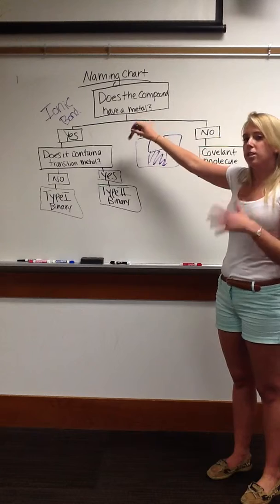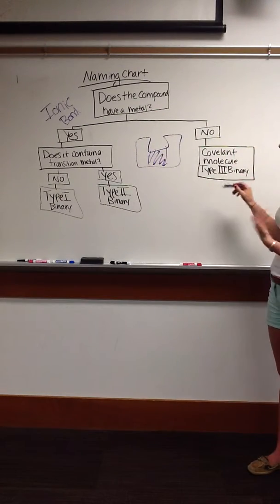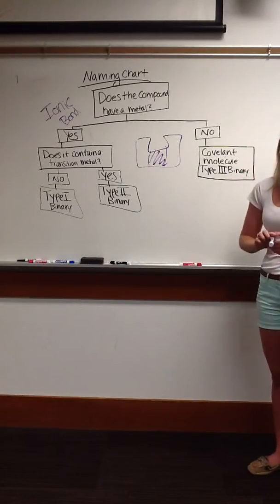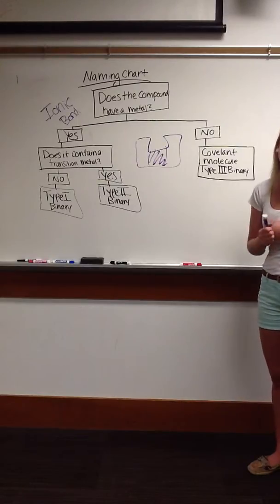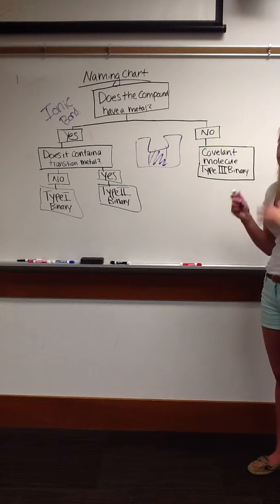When you go back to the question, does it have a metal? And it does not have a metal, that means it's a covalent molecule, and that it's a type 3 binary molecule. So these are things like CO2 and H2O and so on and so forth. So these do not contain a metal, and they're going to have their own system of naming.